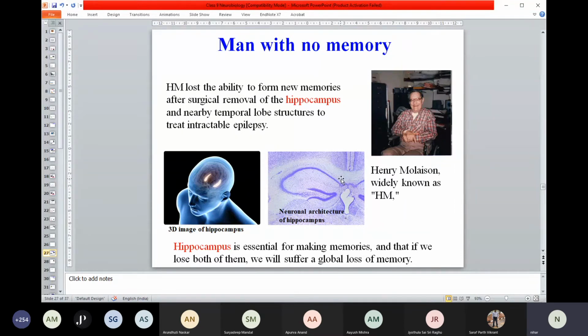Now the example I am showing here is a man with no memory. This is the subject, the person who was having a serious epileptic seizure problem, so he often had seizures. You understand what a seizure means? Someone has an epileptic fit. To correct that epileptic seizure, the doctor did a surgery, removed some part of his brain, and accidentally that part of the brain was the hippocampus.